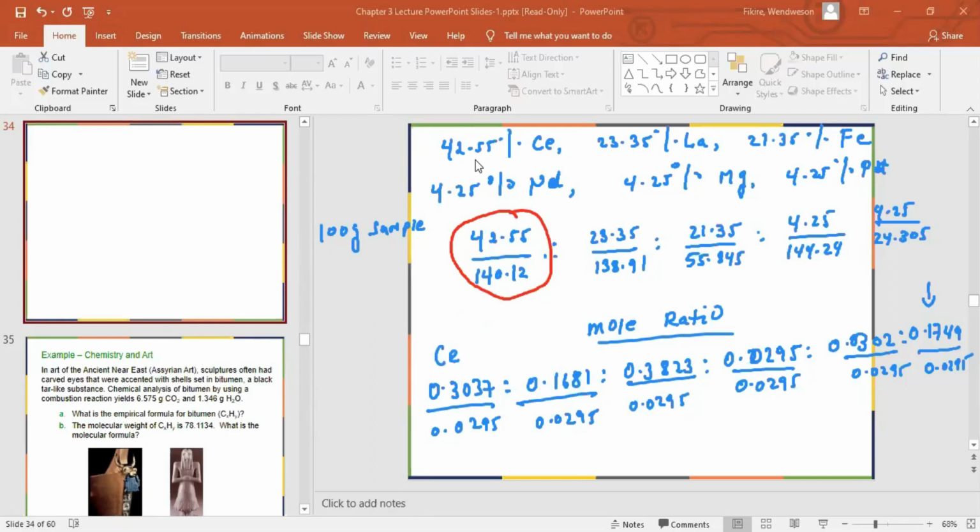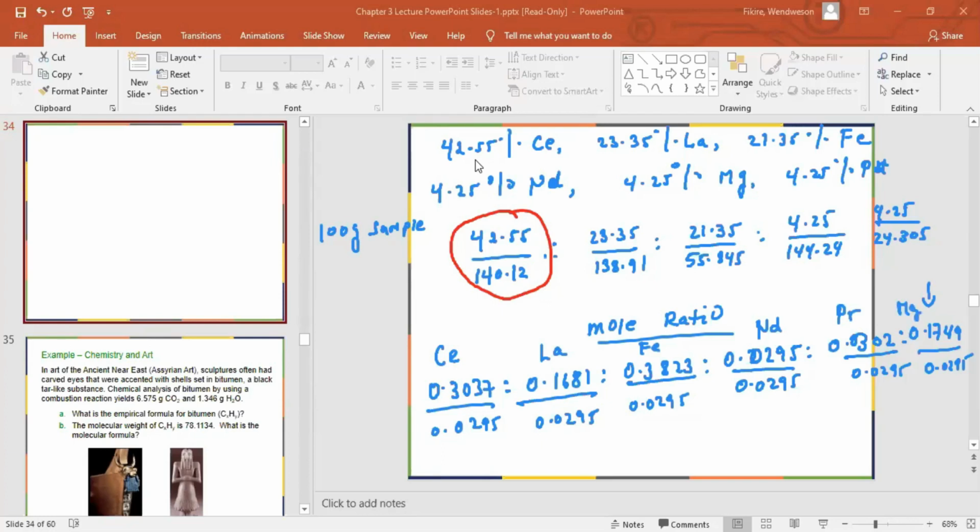Okay. And 0.1681, where does that come from? La. 0.3823 comes from Fe. 0.0295 comes from Nd. 0.0302, Pr. Okay. 0.1749, Mg. And Mg. Okay, wonderful, thank you.